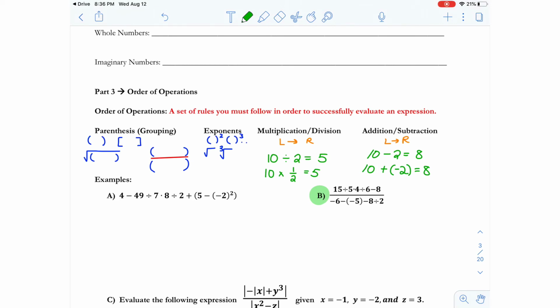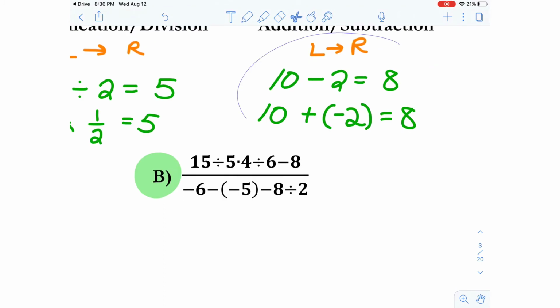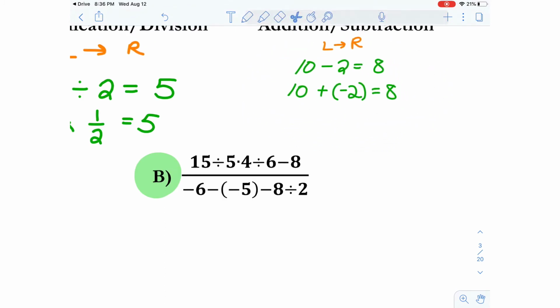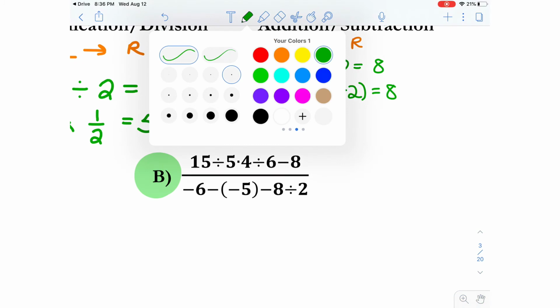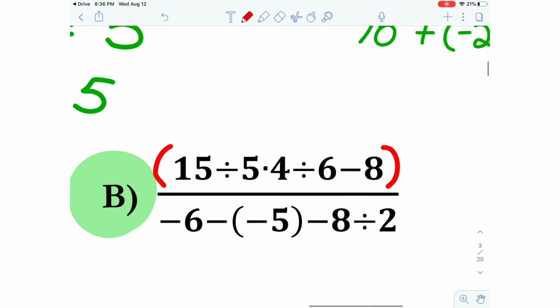All right. So I'm going to do one example with you here, and then we'll be done for the day. Here it is. I'm going to do example B with you. Now, I mentioned this earlier. Even though you don't physically see parentheses, everything in the numerator of a fraction is grouped. So I'm going to start there.